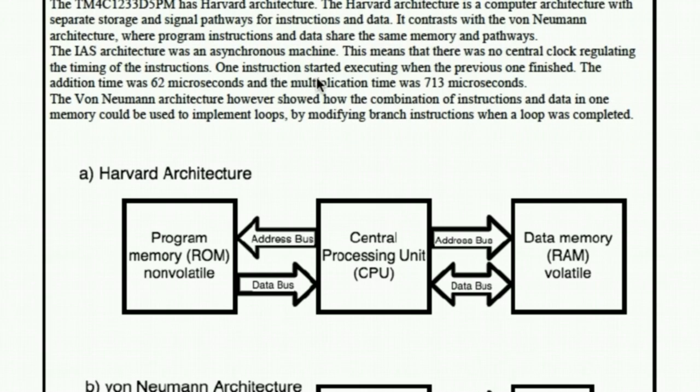So one instruction started. For example, let us consider the IIS architecture. This means that there is no central clock regulating the timing of the instruction. Only when one instruction is completed, then we can go to another instruction. So the addition time for this microcontroller was 62 microseconds and the multiplication time was 713 microseconds.